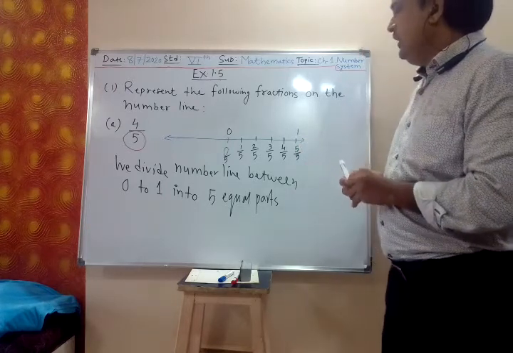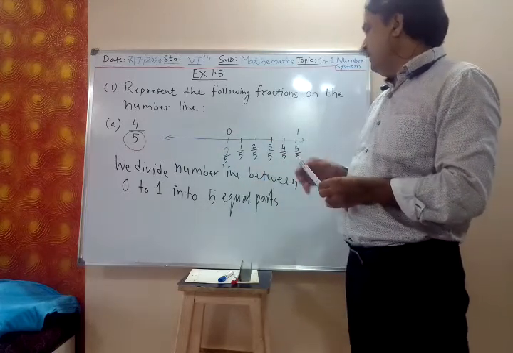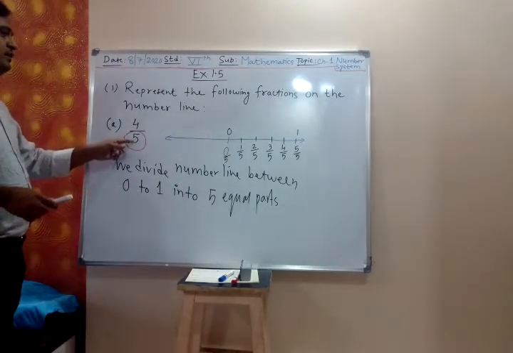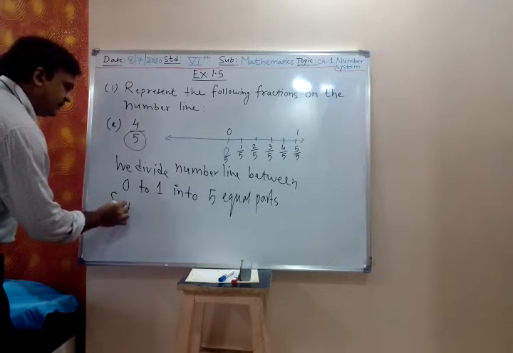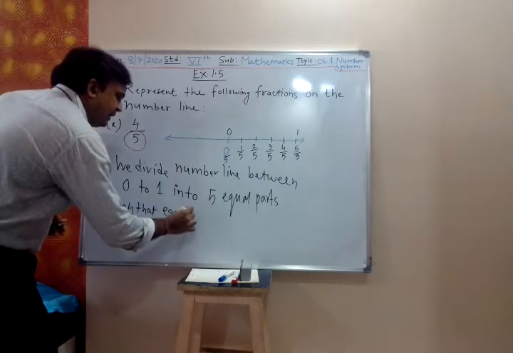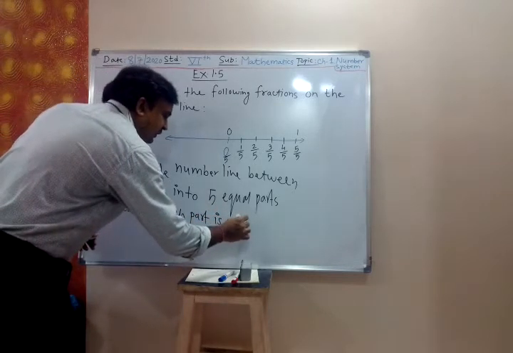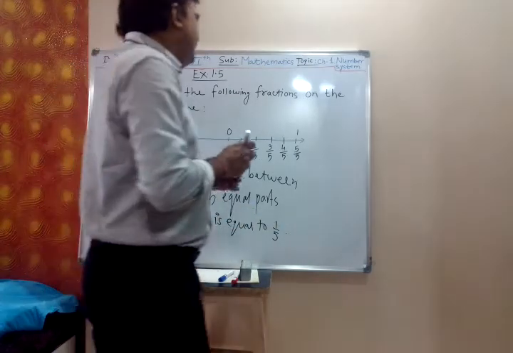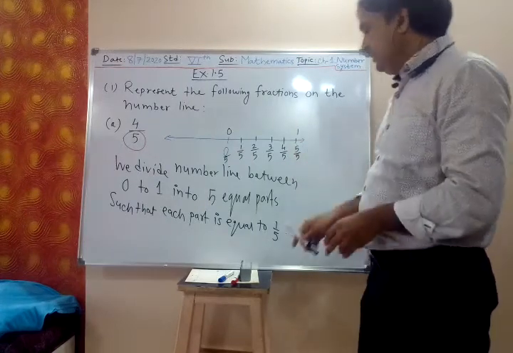So we divide number line between 0 to 1 into 5 equal parts. You have to see the denominator. Denominator is 5. So we divide 0 to 1 into 5 equal parts, such that each part is equal to 1 upon 5. 5 upon 5 is same as 1.